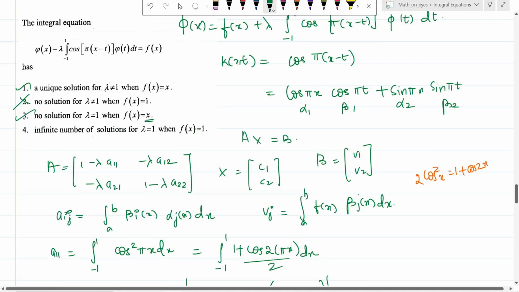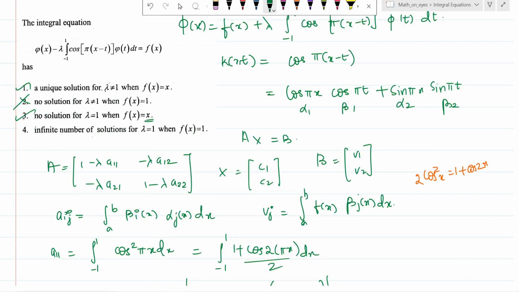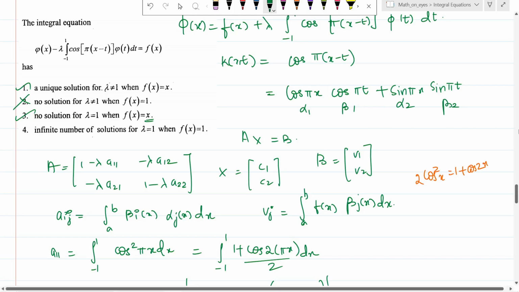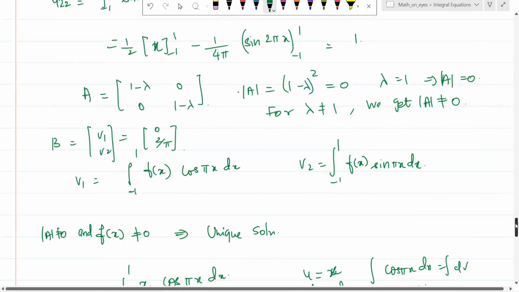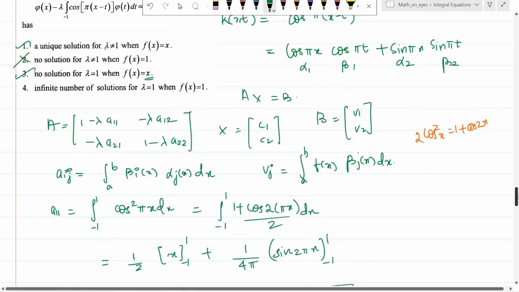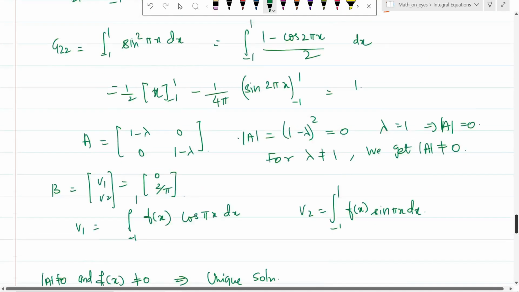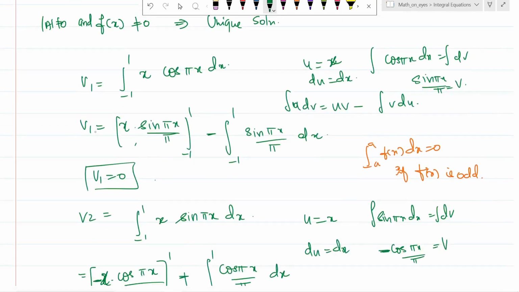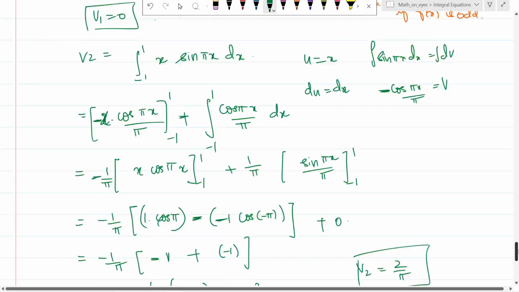Infinite number of solutions for lambda is equal to 1 when f of x is equal to 1. So possibility is there because we get determinant of A is equal to 0 when lambda is equal to 1. When lambda is equal to 1, we get determinant of A to be 0. So it has a possibility of getting infinite number of solutions. Now we need to verify for f of x is equal to 1. So for that we need to separately find V1 and V2 as like the previous option.